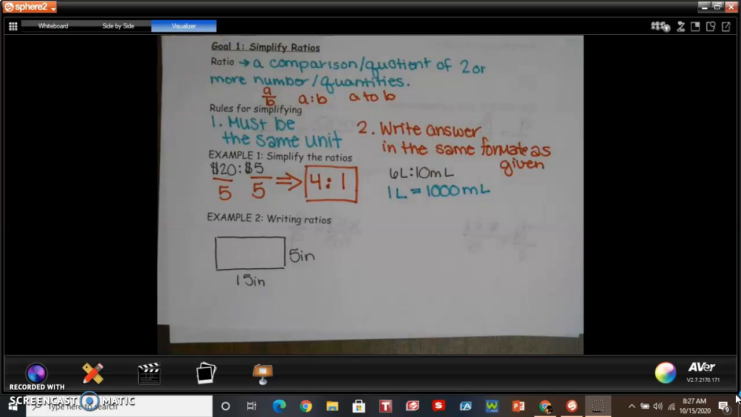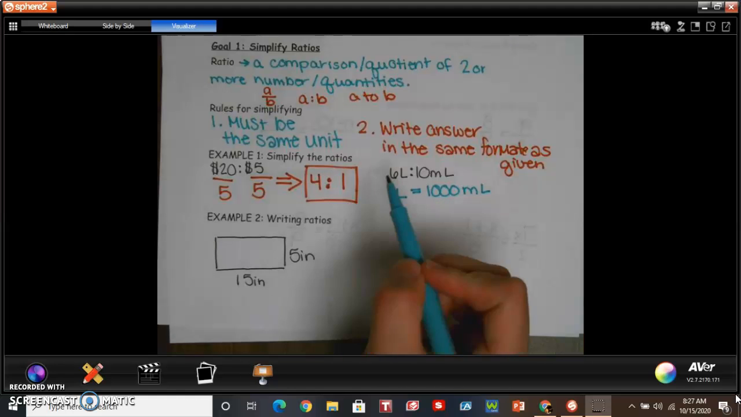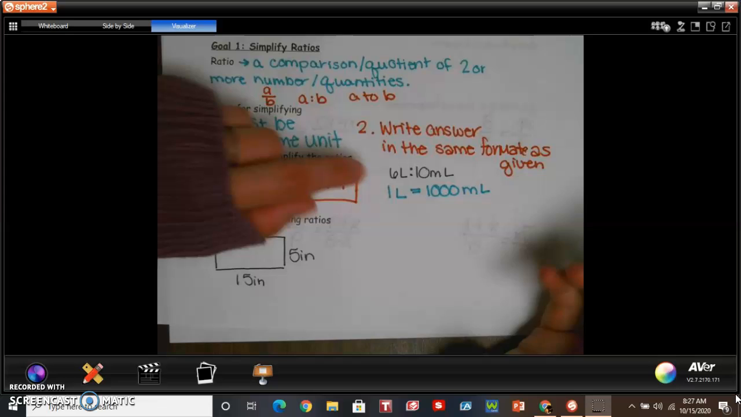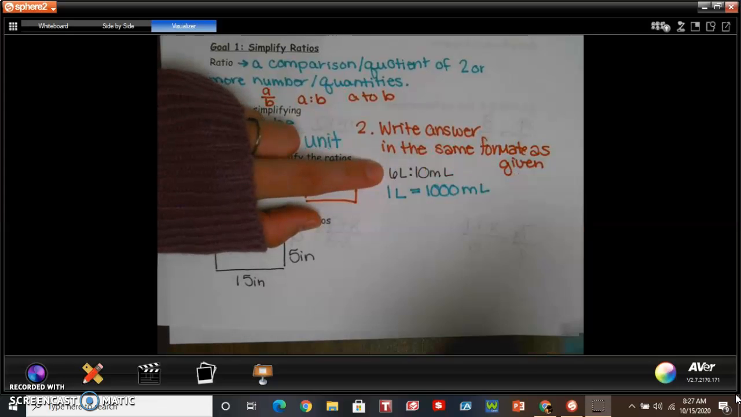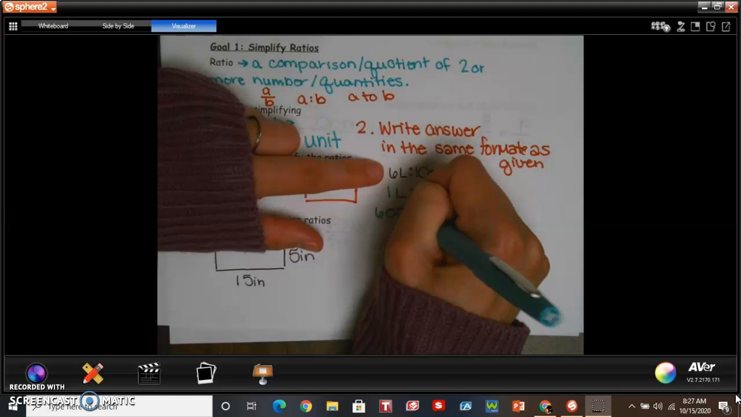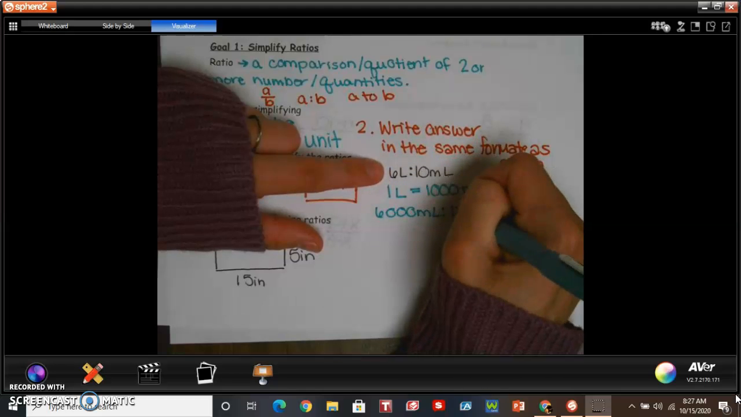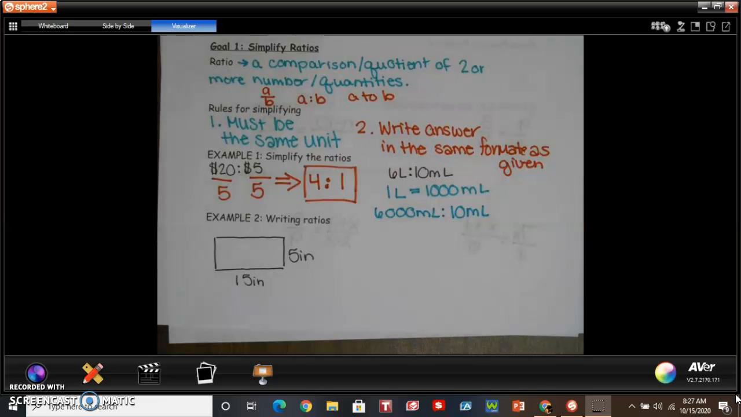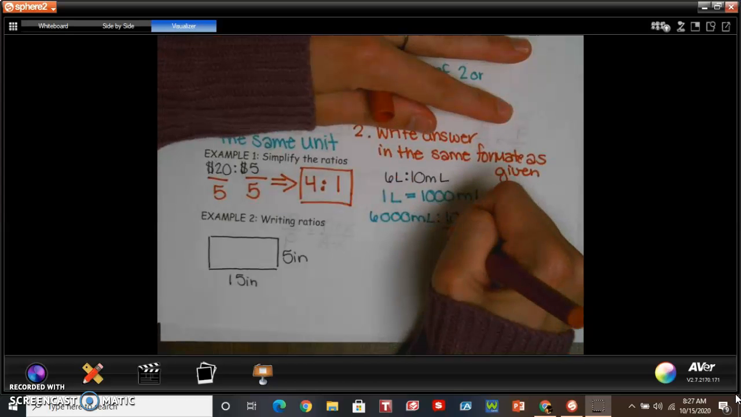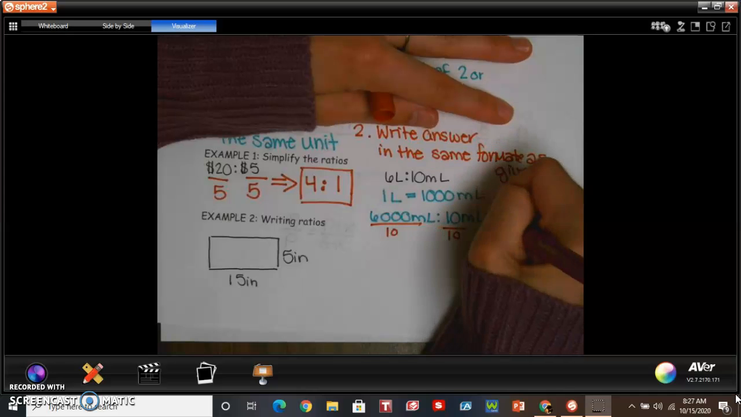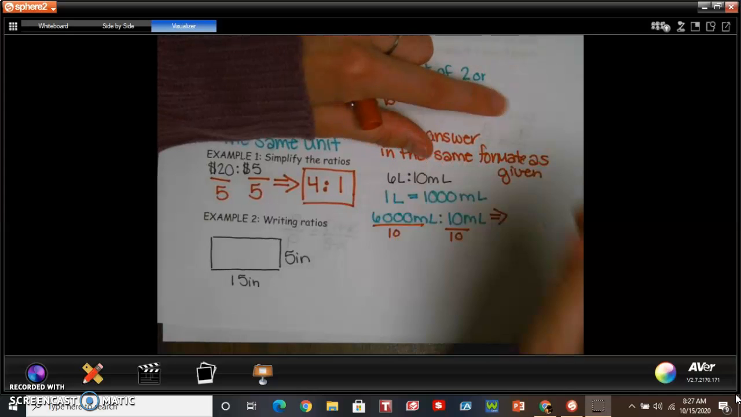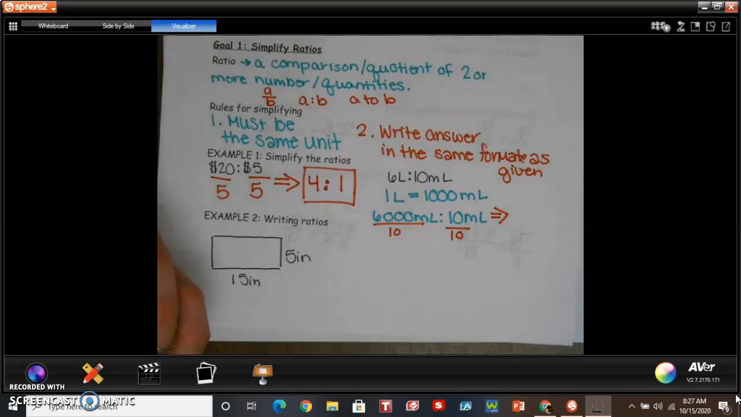So what that means is we're going to take these 6 liters and turn them into milliliters. You think, okay, for every 1 liter, we have 1,000 milliliters. So if we have 6 liters, how many milliliters do we have? Well, 6 times 1,000 would be 6,000 milliliters to 10 milliliters. Now we're the same unit and we can simplify. I know both of these are divisible by 10. So my final answer would be 600 to 1, I do believe. Yep.